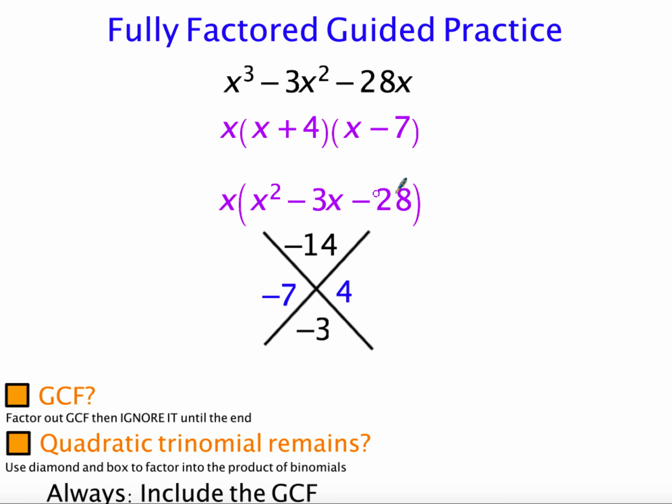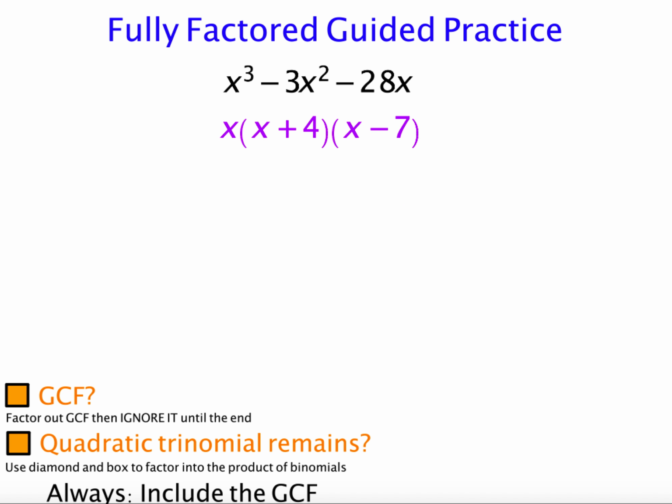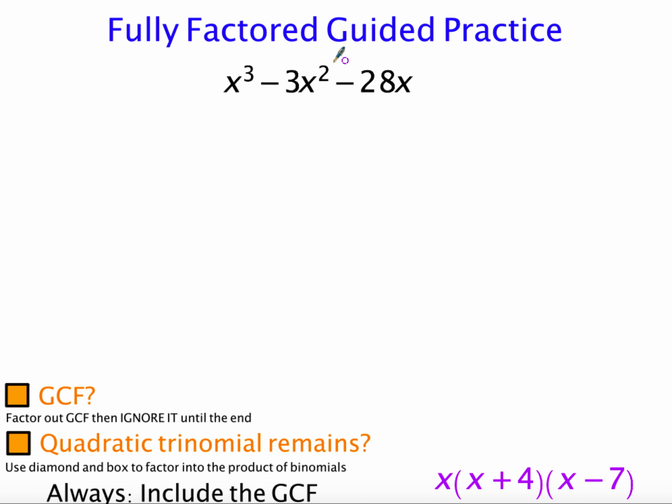And again, because once we factored out the GCF, we had a quadratic with a coefficient of 1, we only need the diamond, we do not need the box. If you need some help with that, let's do that together. So let's ignore the answer for a little bit. We look at this polynomial, we look for a GCF. Yes, there's a GCF. This is a nice easy GCF. The GCF is just x. So we start our factoring. Two factors are x and x squared minus 3x minus 28.